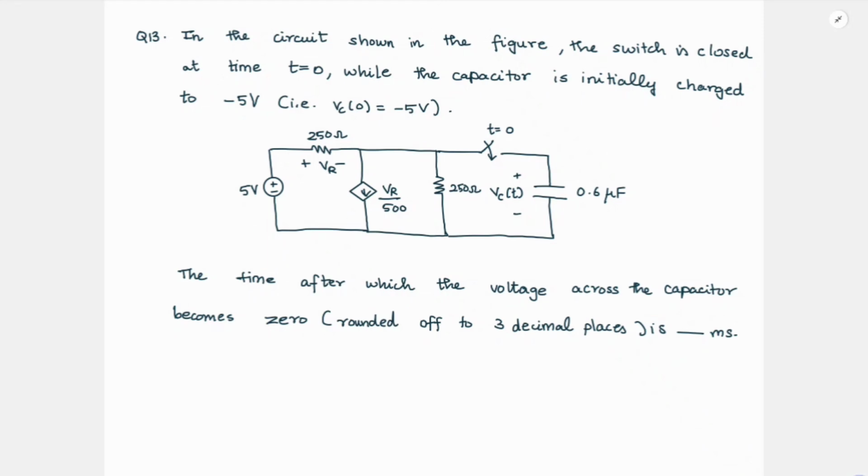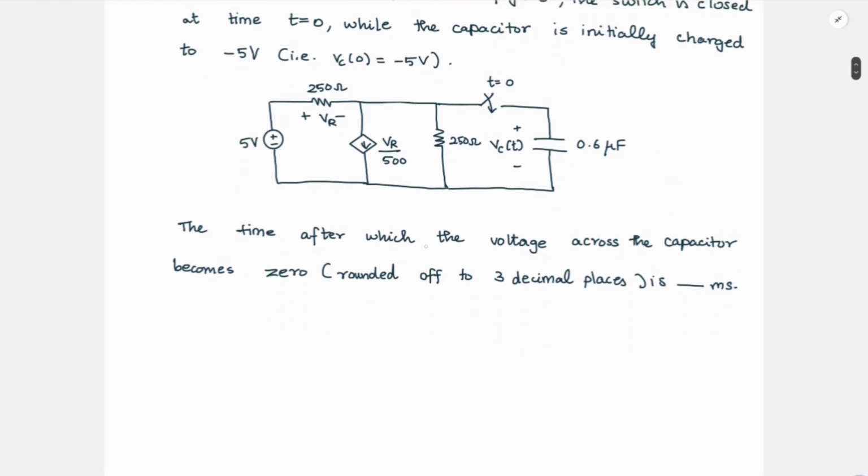So here is the circuit and it has a voltage source of 5 volt, 250 ohm resistor and a voltage control current source and then another 250 ohm resistor, and at t equal to 0 this switch is closed and we have a 0.6 microfarad capacitor which has an initial charge of minus 5 volts. The time after which the voltage across the capacitor becomes 0 is dash milliseconds, and we need to round it off to 3 decimal places.